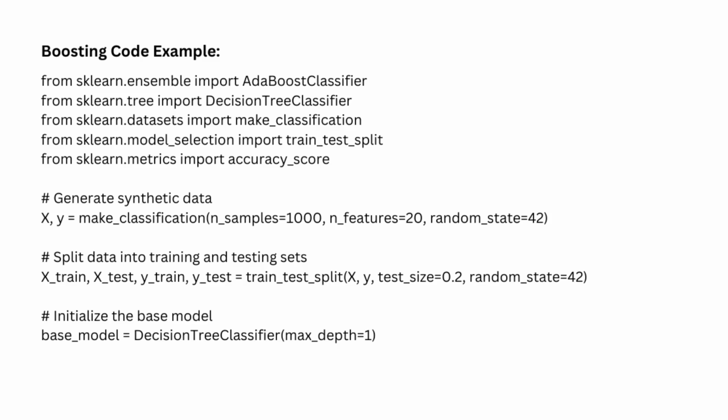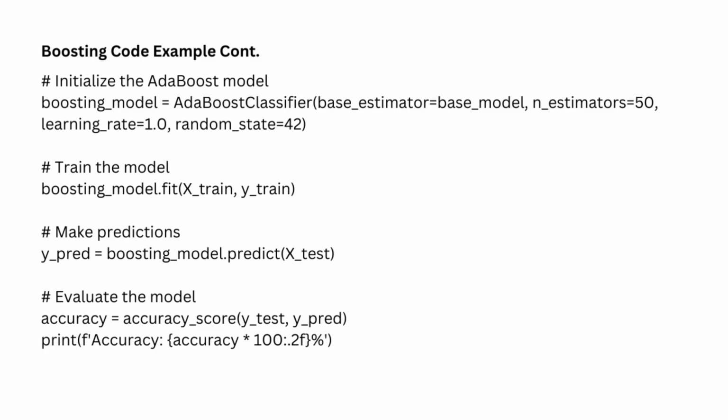3. Base model initialization. A simple decision tree classifier with a maximum depth of 1 is initialized as the base model, which will be boosted. 4. AdaBoost model initialization. We create an AdaBoost classifier, specifying the base model, the number of estimators, 50, and the learning rate, 1.0. 5. Model training. The boosting model is trained on the training data. 6. Making predictions. Predictions are made on the test data. 7. Model evaluation. The accuracy of the model is calculated and printed.